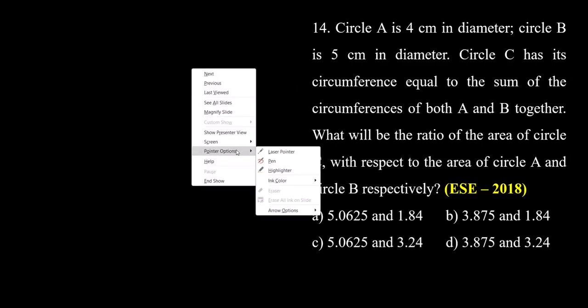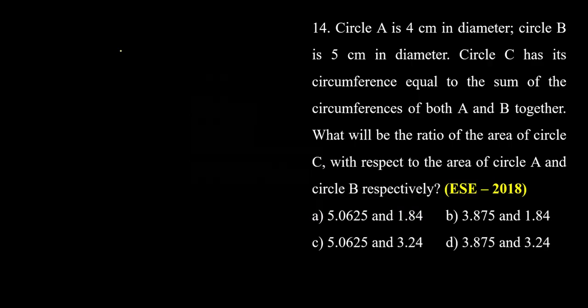See, diameters are given. Circumference of C is equal to circumference of A and B. In fact, 2 pi gets cancelled. Indirectly, they are saying diameter of C equals diameter of A and B only. How, sir? What is the circumference formula? Pi d, in terms of diameter. Circumference of C, pi dC equals pi dA plus pi dB. Pi gets cancelled, so nothing but diameter of C equals diameter of A plus B. First 4 lines meaning is that. Now what is the diameter? It is nothing but equal to 9.